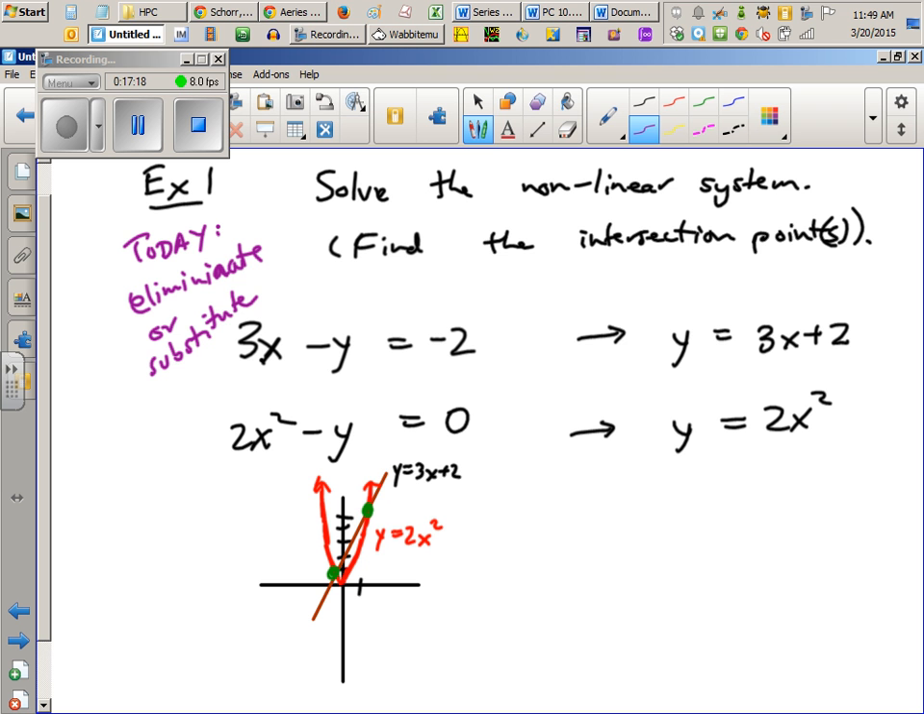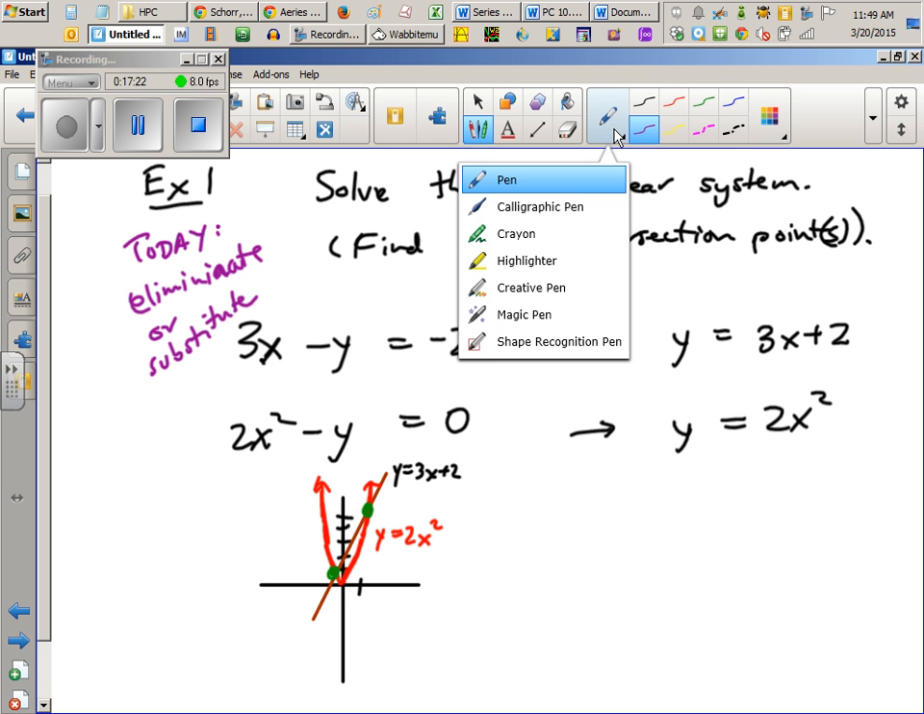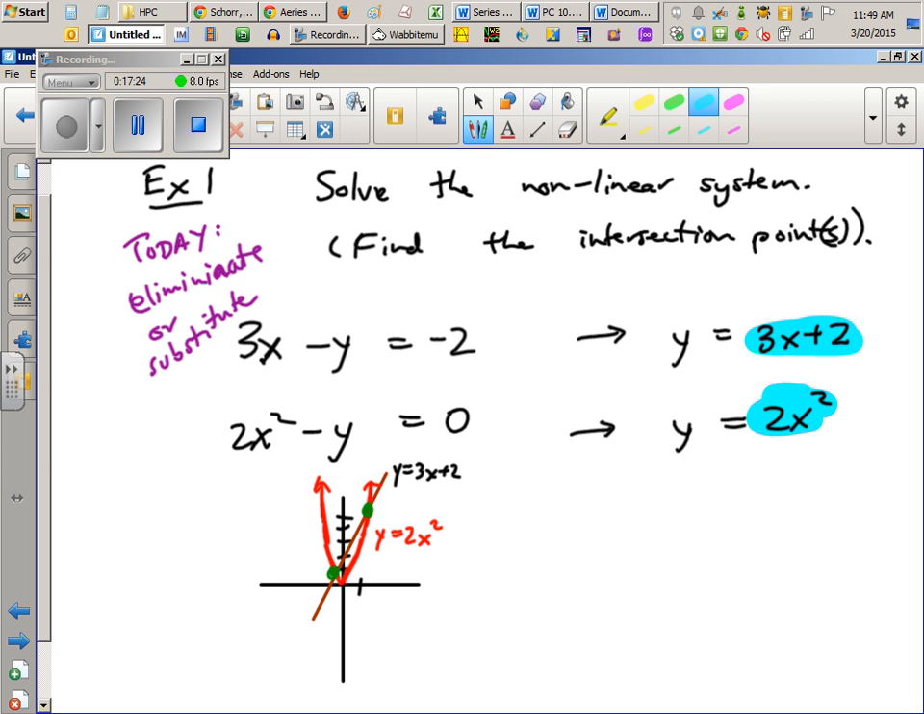Since I've already done the hard work of getting y by itself both times for both equations, why not just set these two equal? They're both equal to y, so let's set them equal to each other. We'll force their y coordinates to be the same. Okay, let's see. Where would these have the same y coordinates? Okay, so we'll take 2x squared equals 3x plus 2.